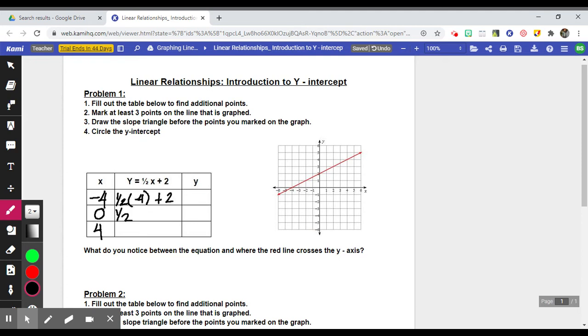I'm going to take 1/2, multiply that by 0, and then add 2. I'm going to take 1/2, multiply that by the +4, and then add 2.